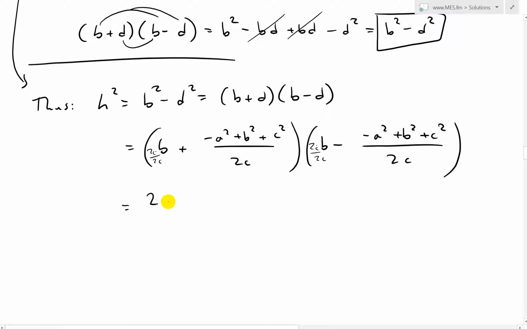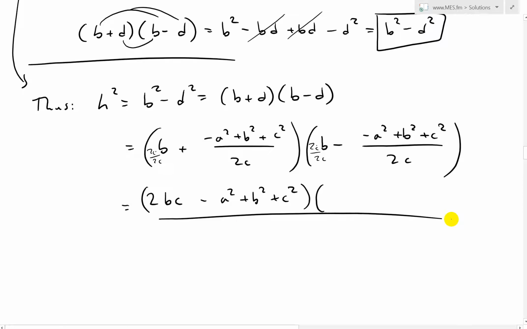So this equals 2bc, and then minus a squared plus b squared plus c squared, and then I'll put a bracket like this, and then this part right here, and also this is going to be all the same common denominator as 2c, but then we also have 2c multiplied by each other. This is going to be 4c squared, because we're going to have a 2c multiplied like that, just combine them together. So this is going to be 2bc minus, this is going to be plus now, plus a squared, and then minus b squared minus c squared, like that.